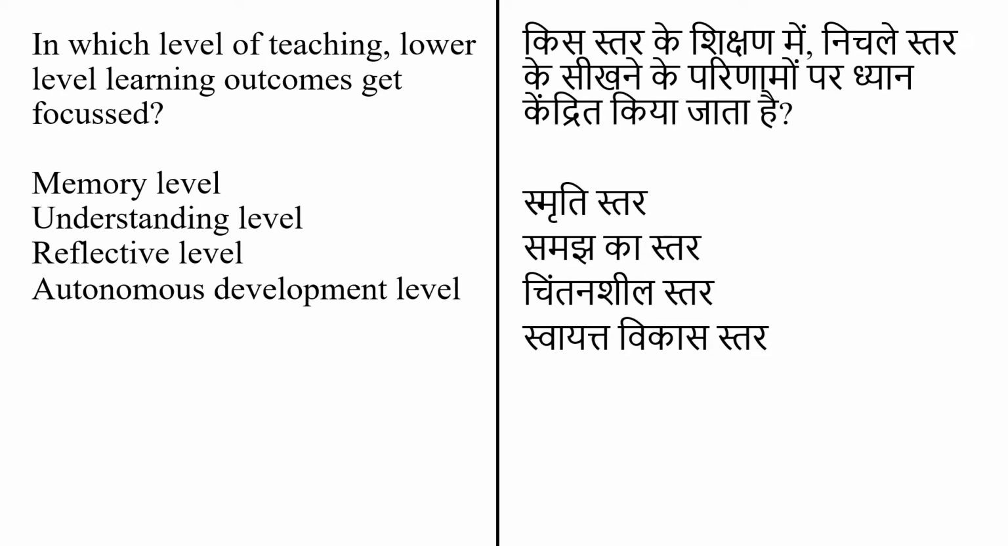In which level of teaching does the lower level learning outcome get focus? So here in this question they ask you, in which level of the teaching the lower level learning outcome gets focus. For this the first option is memory level, then understanding level, then reflective level, and the last one is autonomous development level.